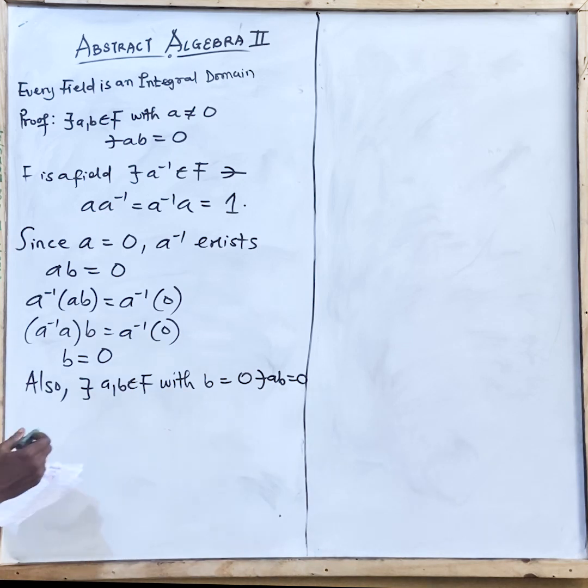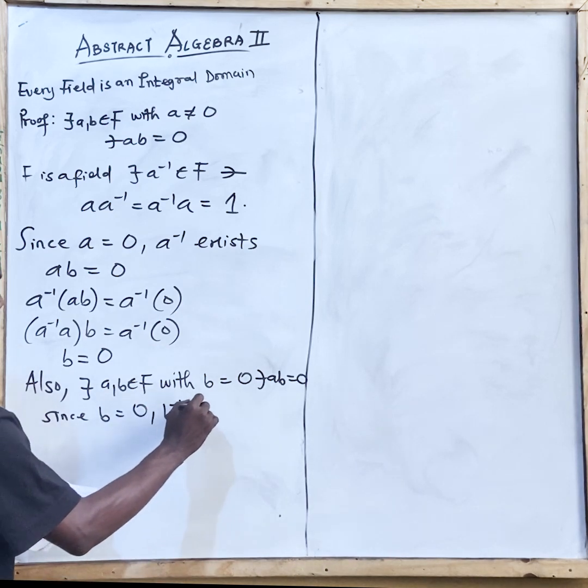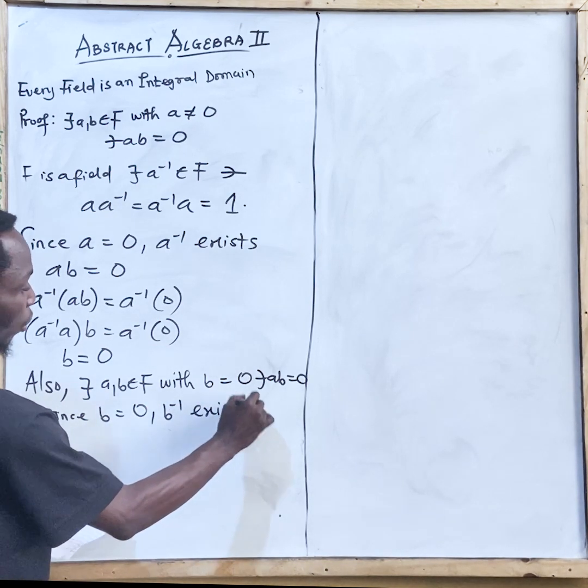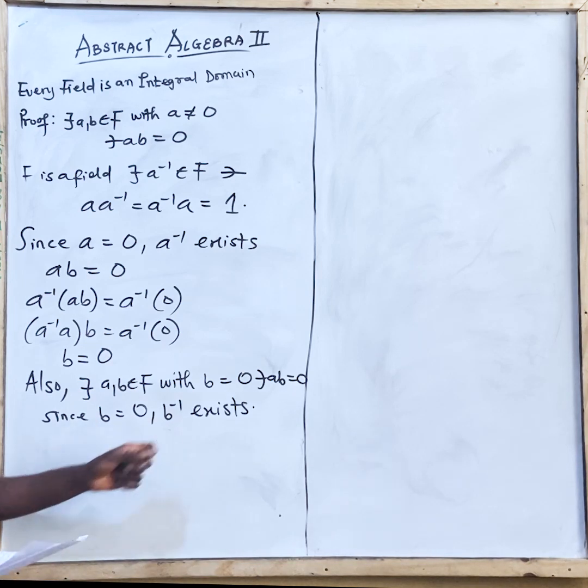So now, since B is not equal to 0, it means that there exists a multiplicative inverse. Remember that a field is a commutative ring with unity, or with identity, such that every non-zero element has a multiplicative inverse.